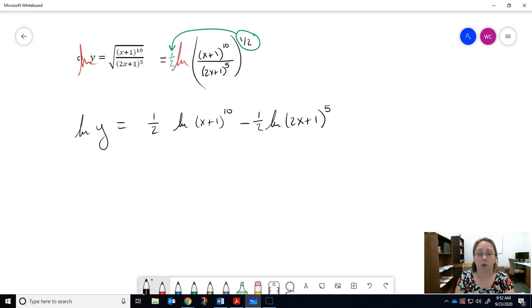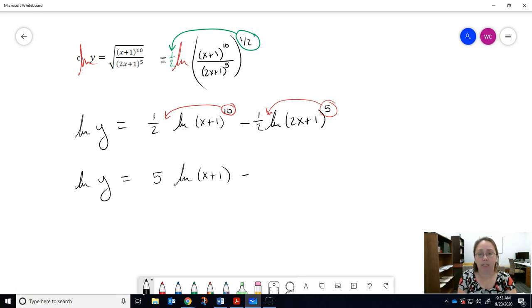I'm going to distribute it though, because in the next step, these powers are going to come down and go in front. That way, I really have only one constant multiple in front of each term. I think it's a little bit easier, but technically you could leave the 1/2 in front of everything. So 10 times 1/2 is just 5. ln of x plus 1 minus, this one doesn't reduce, so 5 over 2, ln of 2x plus 1. All of that so far is just algebra.